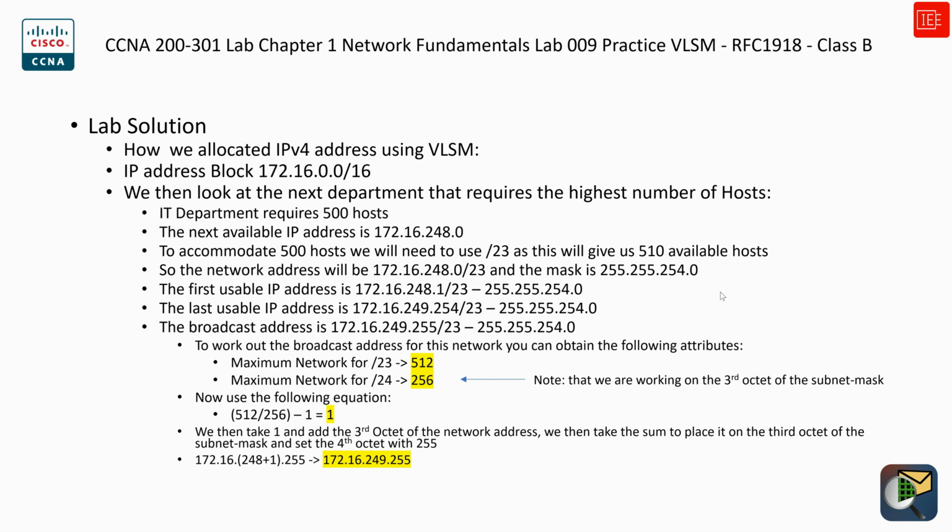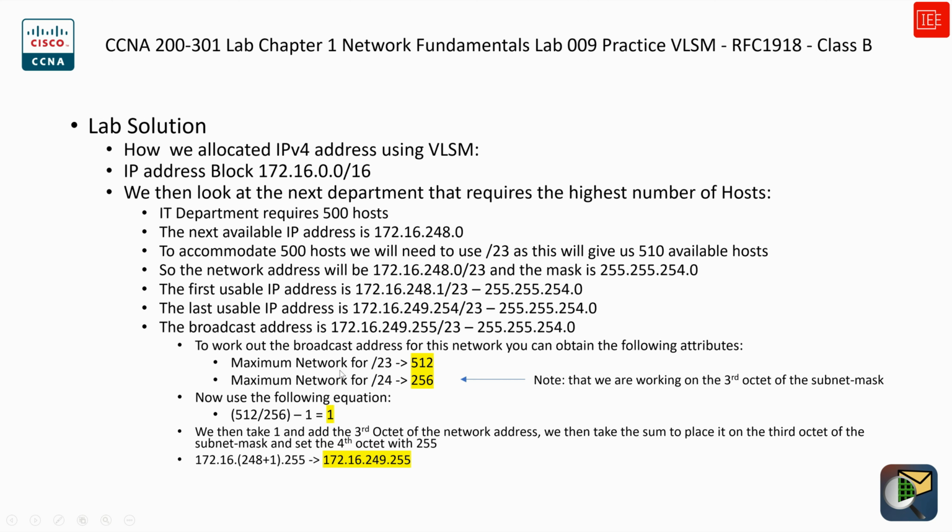And the next available IP address will be 172.16.248.0. And in order for us to accommodate 500 hosts, we would need to use /23, as this will give us 510 available hosts. So again, the network address will be 172.16.248.0/23, which is 255.255.254.0. And the first usable IP address will be 172.16.248.1/23. Again, to work out the broadcast address, we just need to follow the same equation.